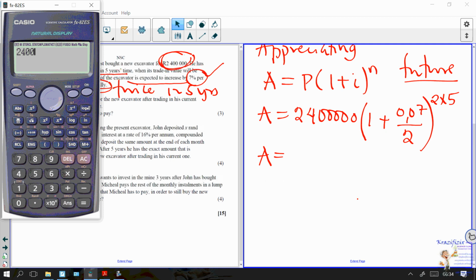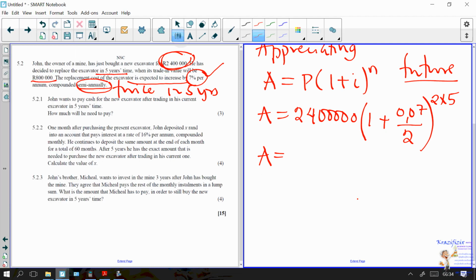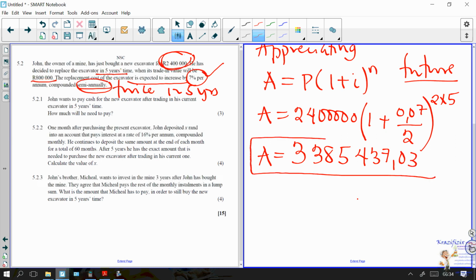All right. And then what do you have? You open a bracket. 1 plus 0.07 over 2. And then we close the bracket, exponent 10. What's my answer? 3385437, which means it's now increasing. Instead of 2.4 million, what is my value? It's 3,385,437.03. This is what the machine would cost in the next 5 years.